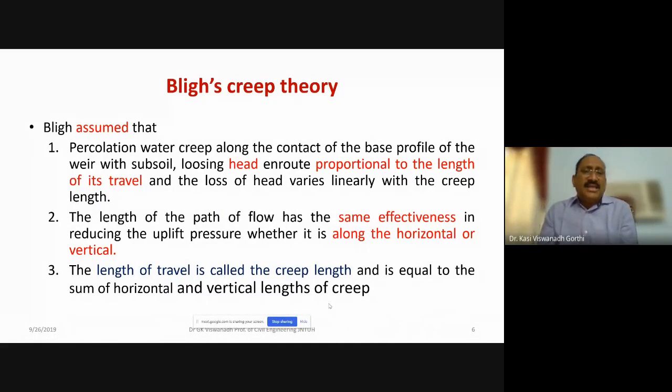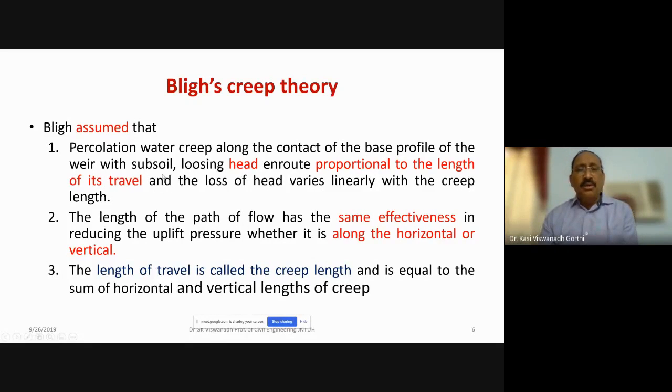Okay, so this is the simple line diagram, and the assumptions that are made by Bligh's creep theory are: number one, percolation water creeps along the contact of the base profile of the weir with the subsoil, losing the head en route proportional to the length of its travel, and the loss of head varies linearly with the length of creep. So how does the percolation water move? This is the assumption.